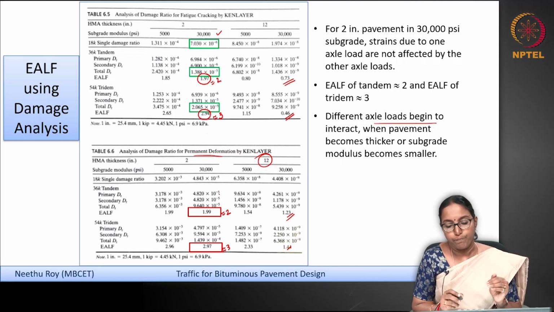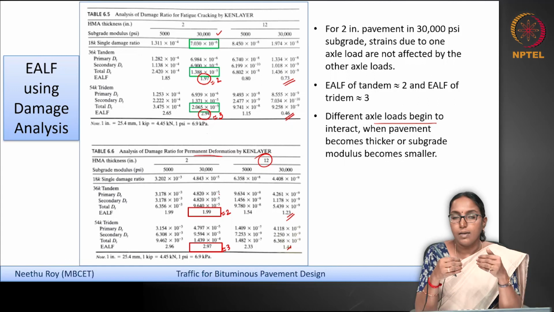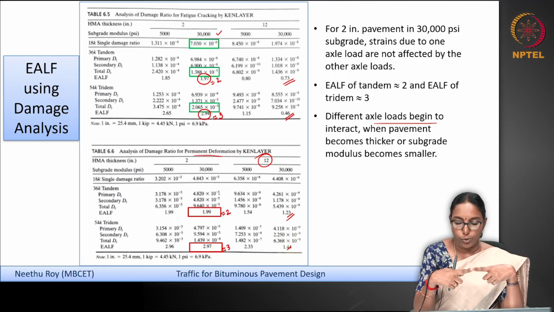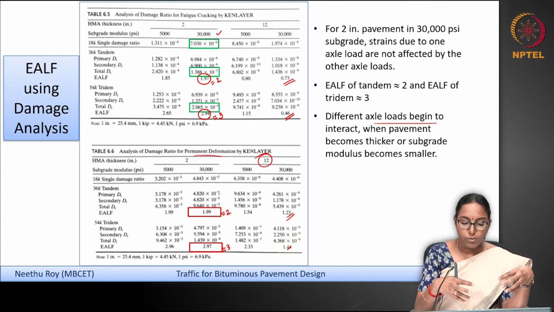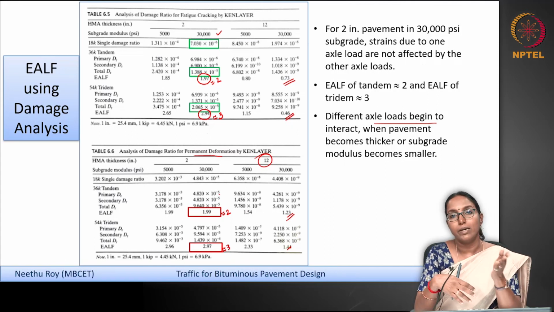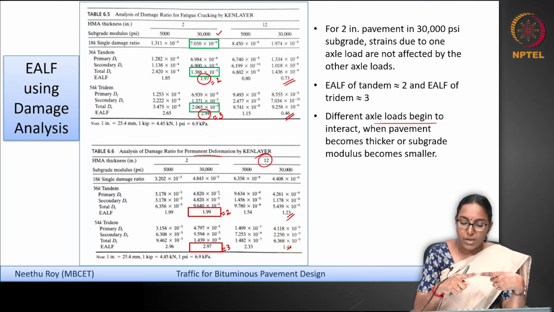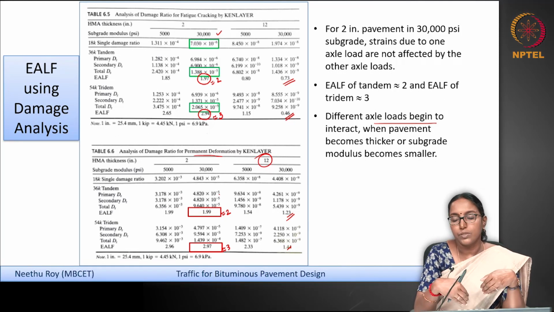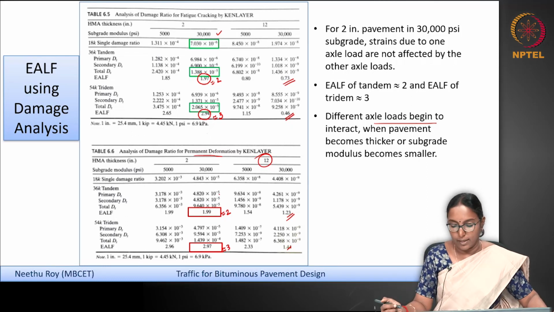So what is highlighted from this analysis is that the equivalent axle load factor that we use to convert a tandem axle or a TRIDEM axle to an equivalent single axle load will depend upon the pavement structure, what is the thickness of the pavement layers, and the criteria that you are using for finding this EALF, whether it is a rutting criteria or the fatigue cracking criteria.